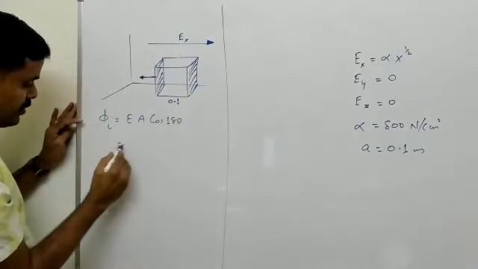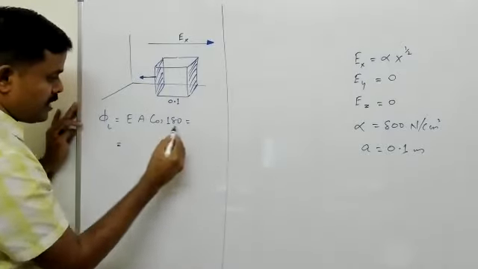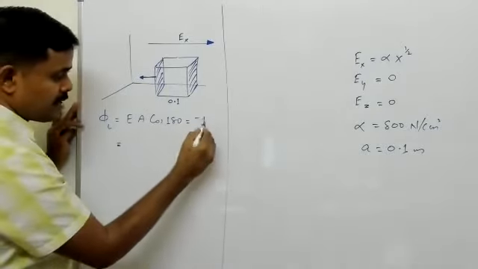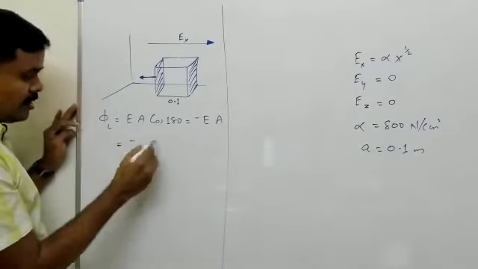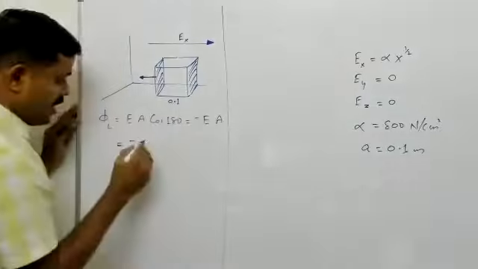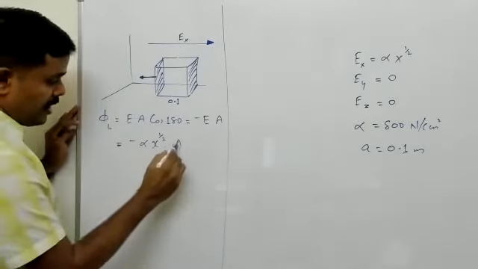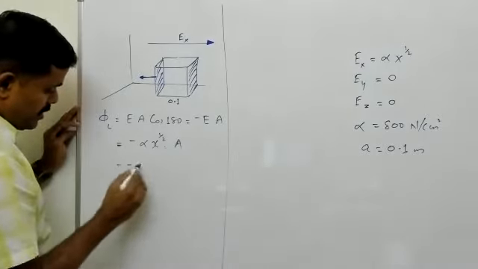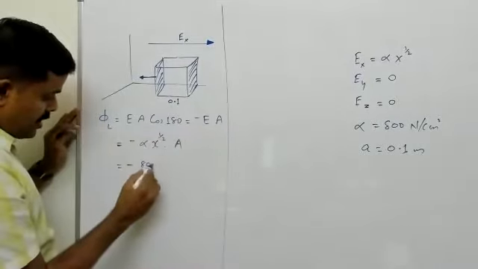So let us put the value. That is E into A into cos 180. Cos 180 is minus 1. That is minus E into A. That is minus E is what? E is written there. Alpha x raised to half into A. Minus alpha is written there. It is 800.